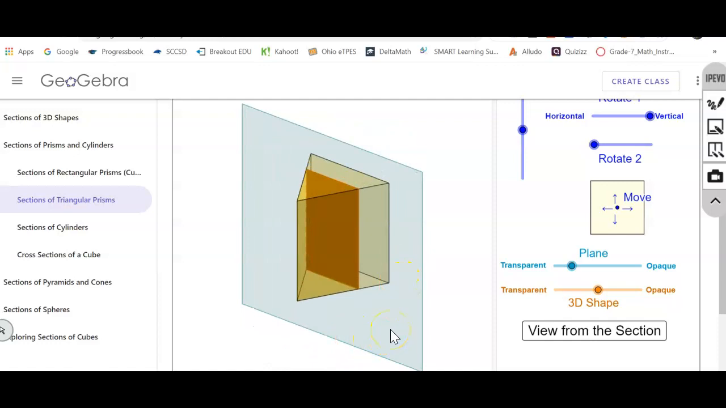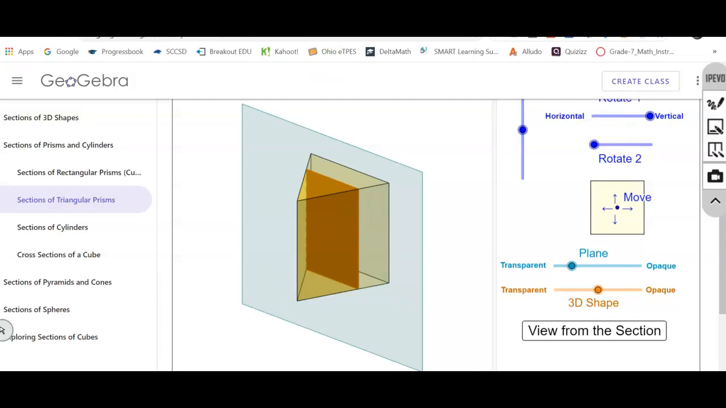Let's see, 1, 2, 3, 4, 5. This has got 5 sides, so you could theoretically get a slice that is a pentagon, which is 5 sides. There's your challenge. Go. Can you slice a pentagon out of this, which is a 5-sided figure? No. No, you can't.